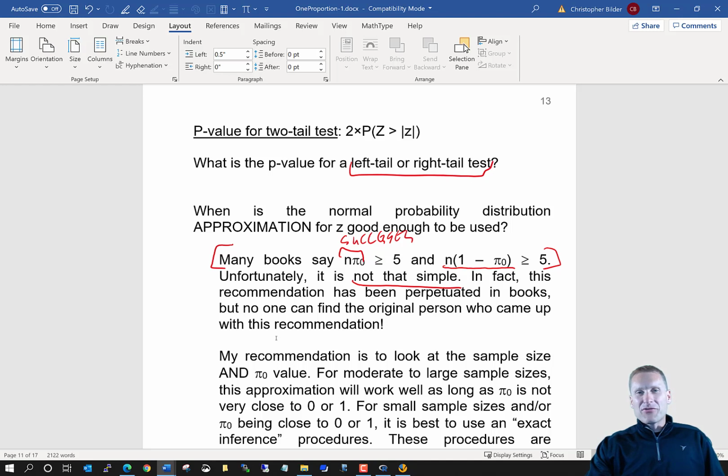And very interesting, this recommendation has been perpetuated in many textbooks. A few years ago, a researcher went through these books to see where they got this recommendation from. They couldn't find it. They then looked through the statistical literature to find where this recommendation came from, and they couldn't find it either. So no one can find the original person who came up with this recommendation. So here's my recommendation then.